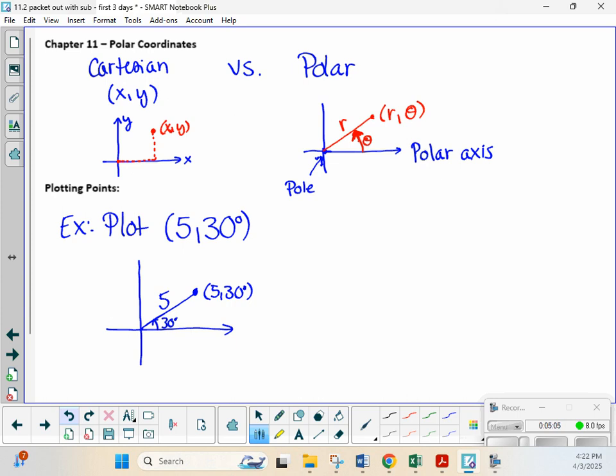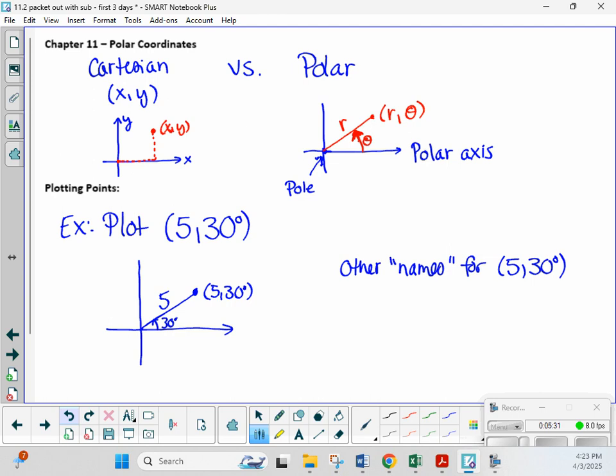How else could we move around this grid and still end up, or terminate, in the same exact spot? Think about that for a second. Let's give it some other names here. I'll put that in quotes here. Other names for this point, 5, 30 degrees.